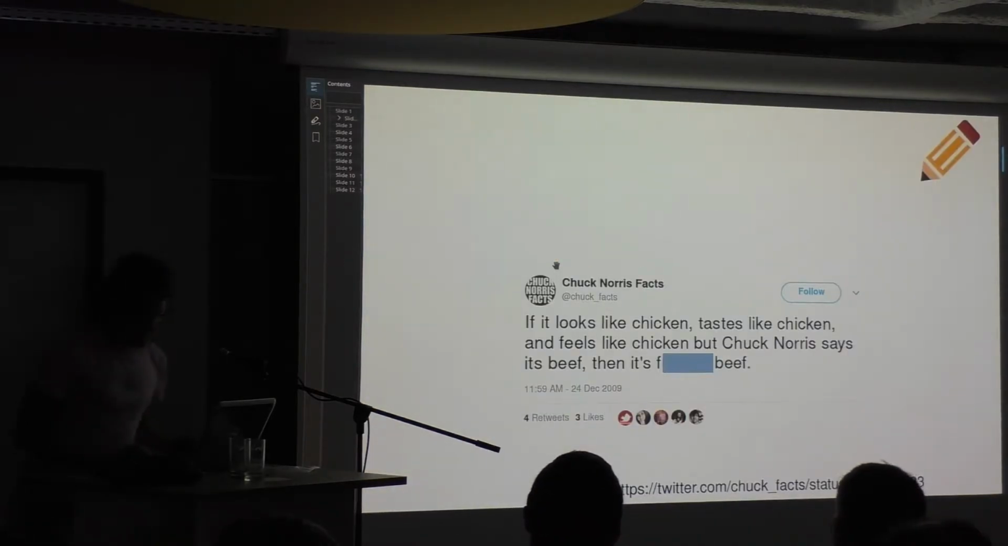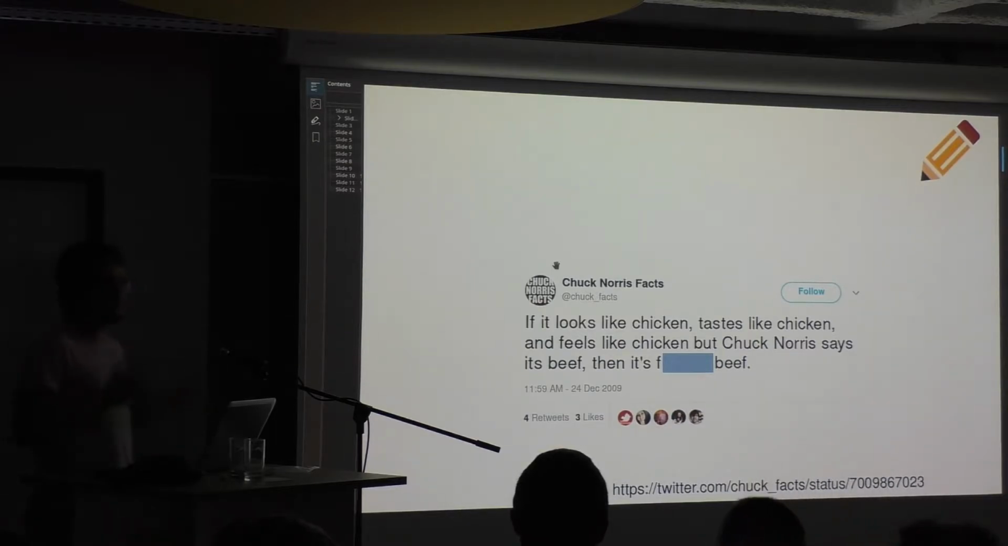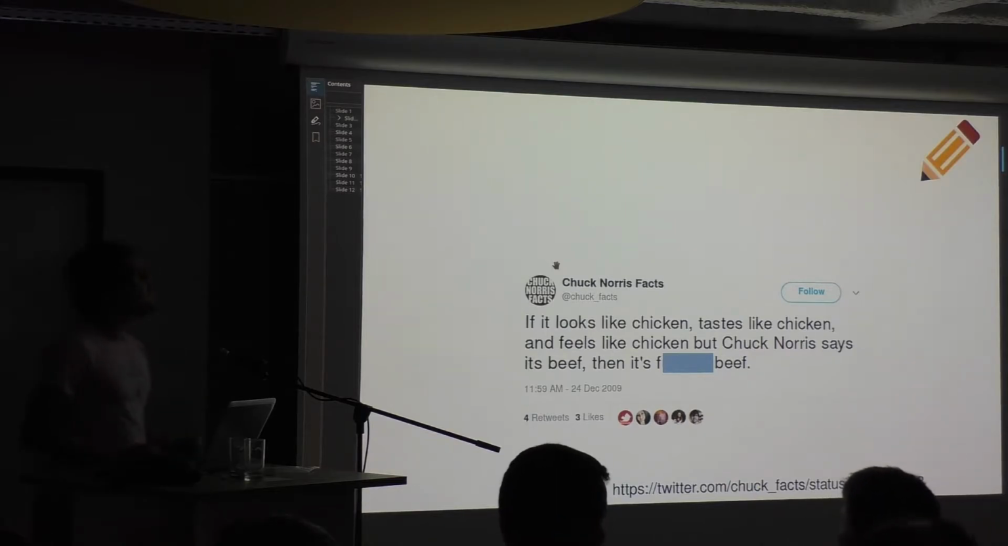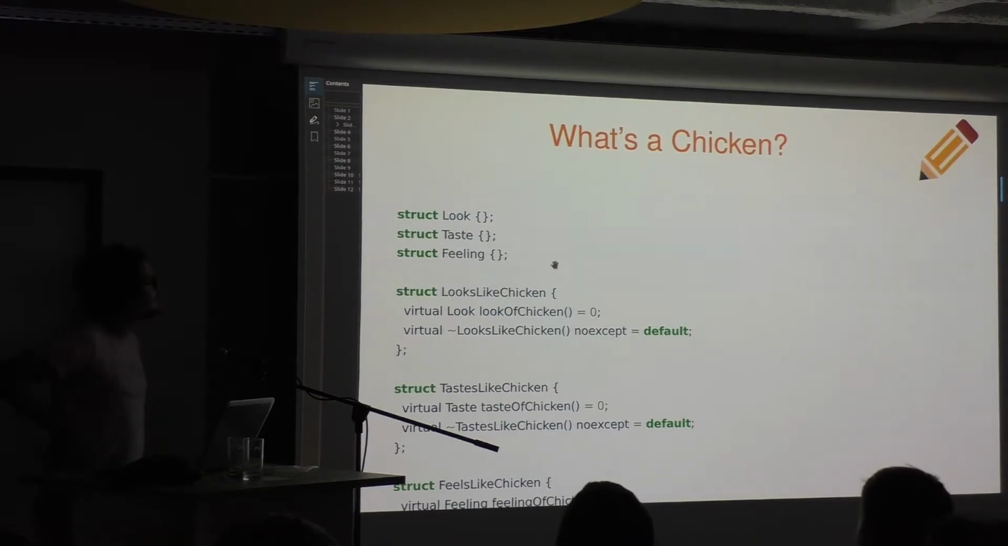So basically, I just saw this Chuck Norris fact: if it looks like chicken, tastes like chicken, it feels like chicken, but Chuck Norris says it's beef, so it's beef. So I was thinking about how to model it. So first of all, I define what chicken is.